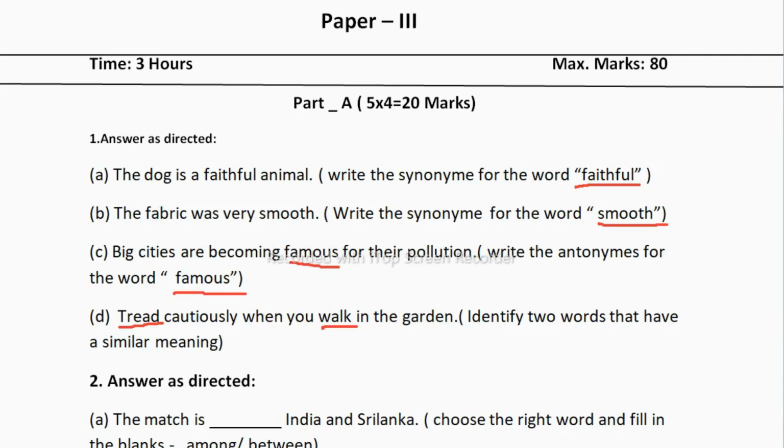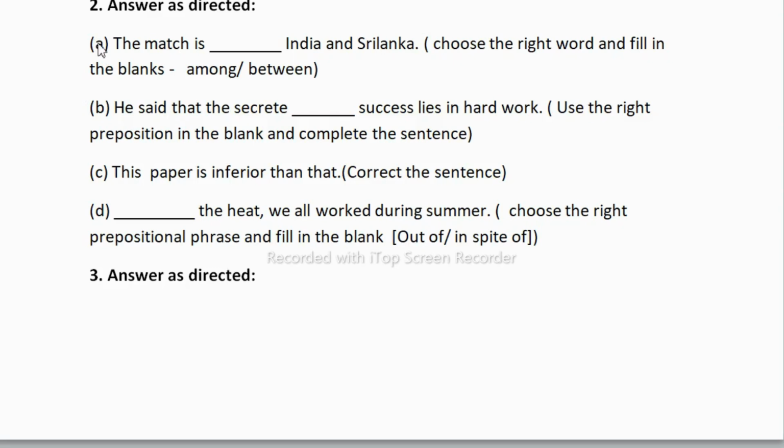Now let us see the second question. The second question is, the match is blank, India and Sri Lanka. Here you have to choose the right word and fill in the blank. Between these two words you have to choose. Which is the correct option, among or between? Between is the correct option because here they have given two names.